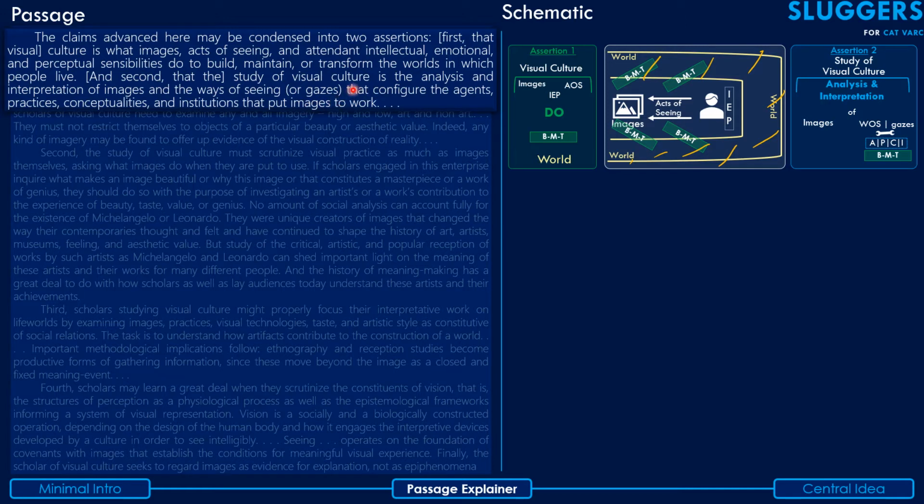I think the passage has probably been taken from a very specific and niche genre, right? The domain. So it has its own terms for some regular ideas, like gazes is used for the various ways of seeing, I guess. So he says that the study of visual culture is nothing but the analysis and interpretation of images and ways of seeing, also known as gazes. He's going into further description of ways of seeing and gazes here, that configure the agents, practices, conceptualities, the A for agents, P for practices, C for conceptualities, and I for institutions that put images to work.